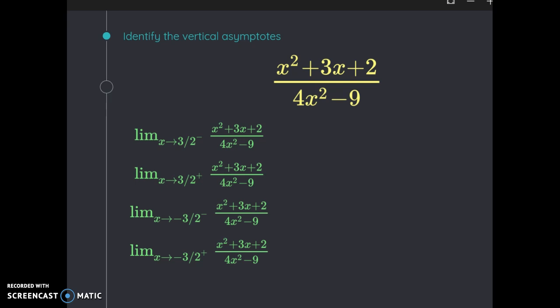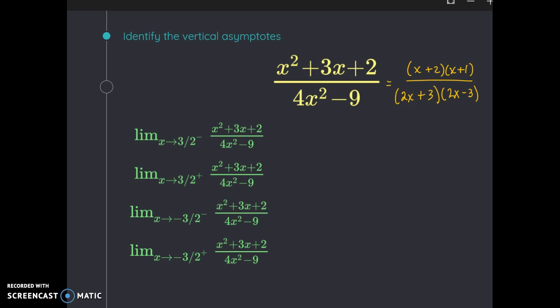All right, so we're going to just look at one other function in class, and then there will be some homework problems as well. So if I'm looking at vertical asymptotes, remember vertical asymptotes are zeros in the denominator that don't factor away. So I'm going to start this process by factoring everything I can. So I notice that this numerator would be x plus 2 times x plus 1, and the denominator would be 2x plus 3 times 2x minus 3.